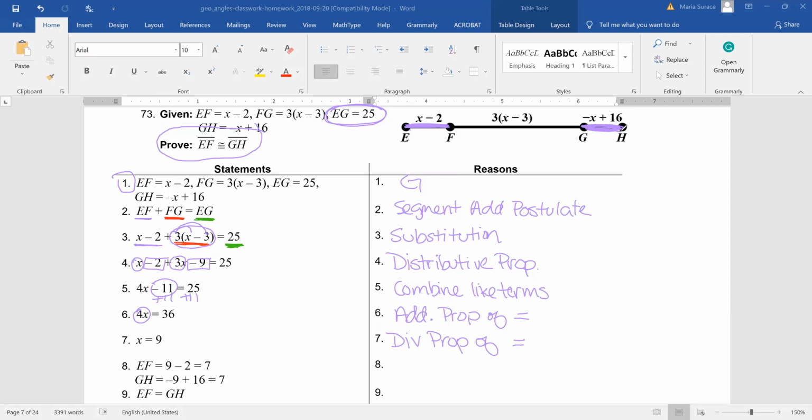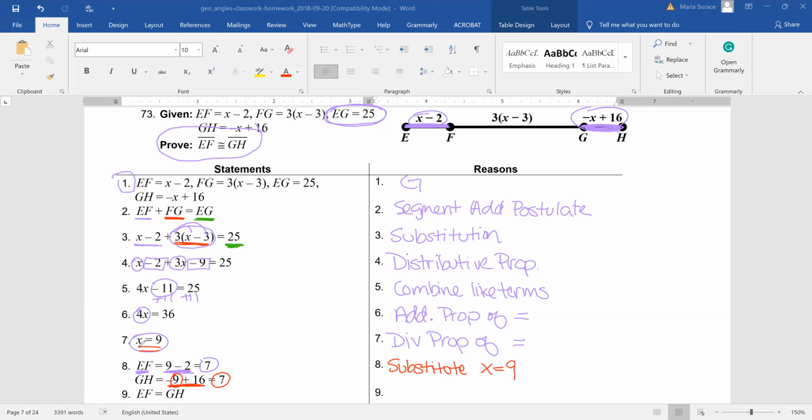So let's substitute our x equals 9 into each of these expressions. That's our reason for this. EF is equal to x minus 2, which is 9 minus 2, which equals 7. GH, if I plug in 9 for the x, I get negative 9 plus 16, which equals 7. I was able to do this because I was able to use substitution: x equals 9. We were able to take what we concluded here in step 7 and substitute it in.